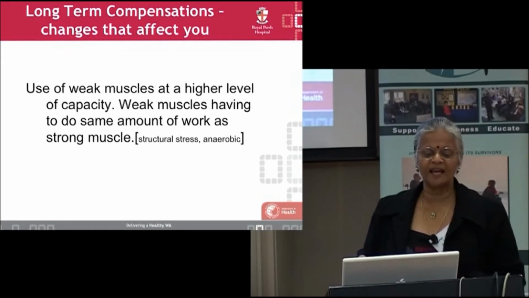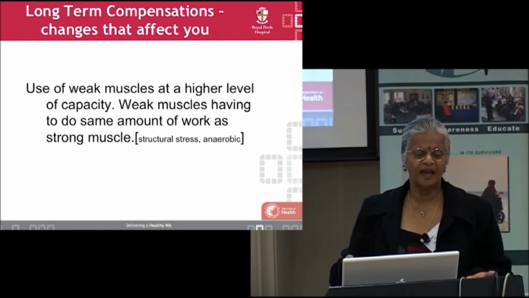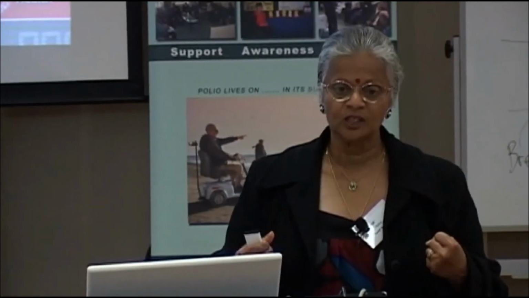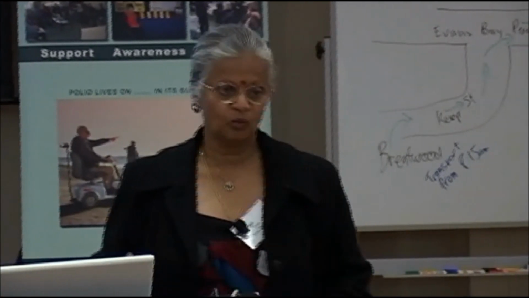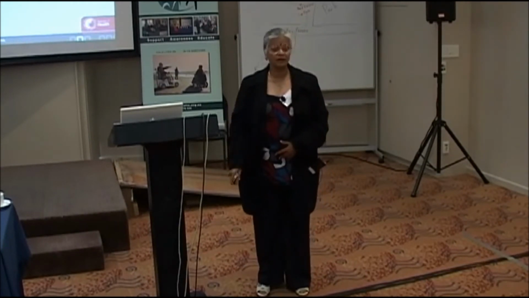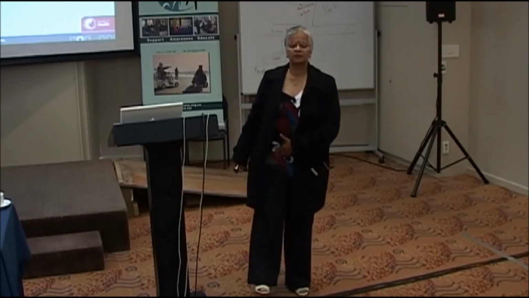Use of muscles at a higher level of capacity. A weak muscle having to do the same amount of work as a strong muscle. For example, your stomach muscles were not meant to be used as walking muscles. They were meant to stabilize your body so that your legs can lift up. As your leg muscles weaken, one of the biggest muscles to go in the legs in polio is the muscle that actually lifts your leg up. It's the flexors. Okay? They start to weaken. You're still walking, but now you're using your stomach muscles to help lift your leg.